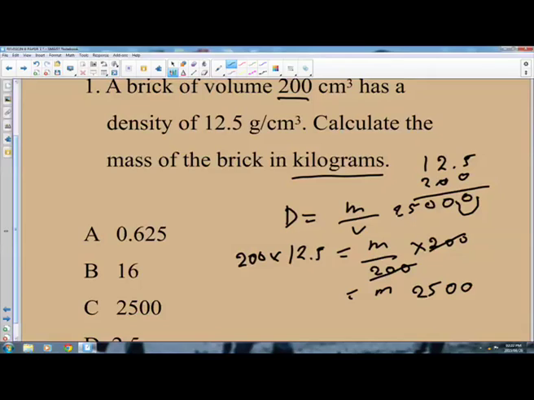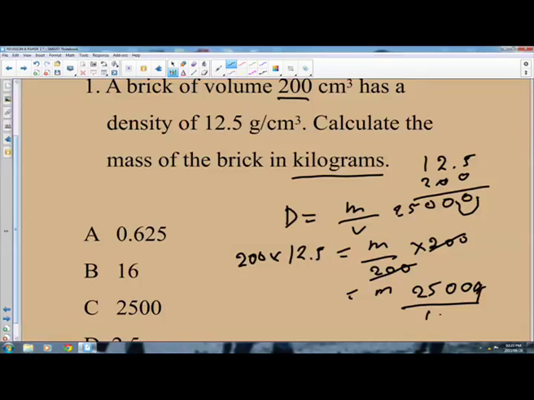That is 2500, and this mass is given in grams. So you have to convert this into kilograms, because the 2500 is given in grams. When you convert to kgs, you divide by 1000. So we are going to divide 2500 by 1000.